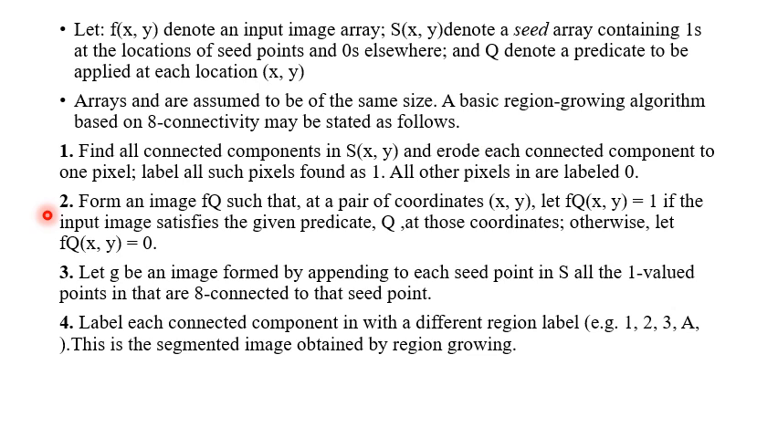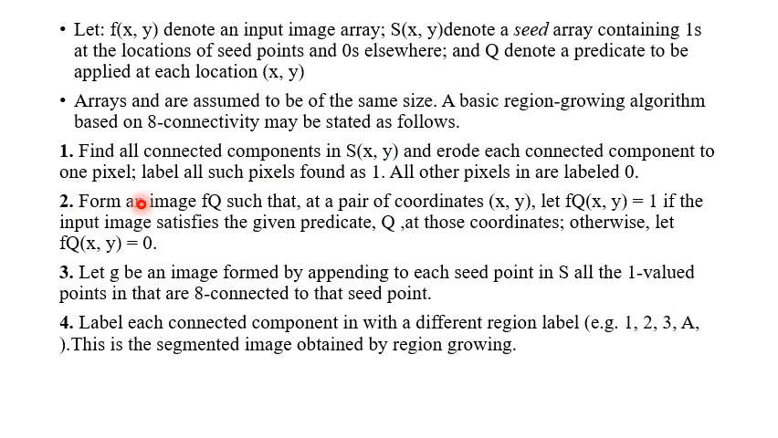The first step: find all the connected components in s(x,y). You know what is meant by connecting. And erode each connected component to one pixel. Label all such pixels as 1 and label all other pixels as 0. So based on some criteria, I find all the connected components in s(x,y) and erode each connected component to one pixel.